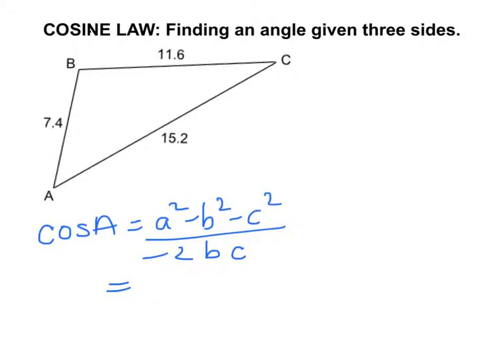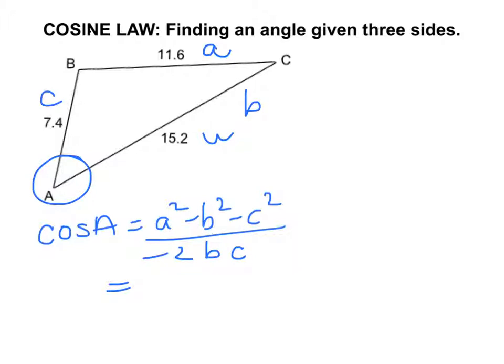All right, let's have a look at applying cosine law to a triangle. So here's a triangle, has sides 7.4, 11.6, 15.2. We'll just call it U for units. It can be whatever unit you want. We want to find the value of A, so we're going to use the rearranged formula for cosine A, and then we're going to label this as A, B, and C. And now it's just plug and play.